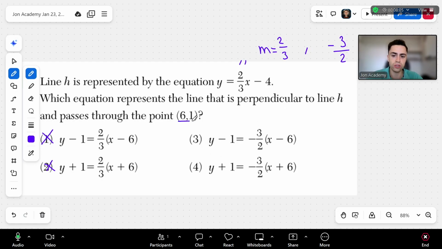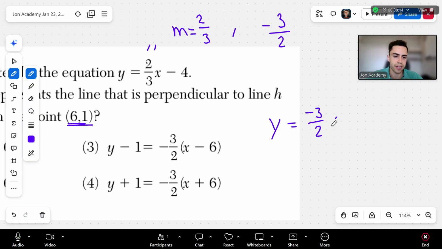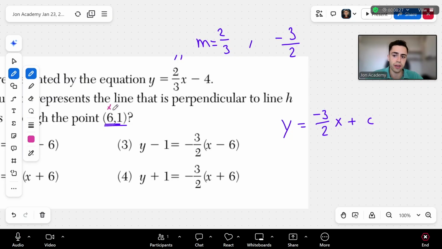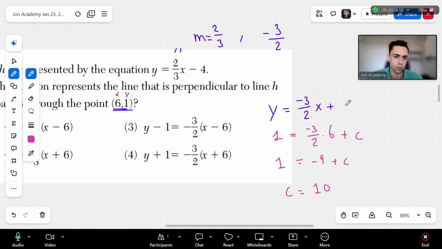So now between 3 and 4, we need to use the point, because we know that the equation of a line is y equals the slope, which is minus 3 halves x, plus the y-intercept, you can call it c, for example. And now in order to find c, we are going to use the point they gave us. So we substitute x equal to 6 and y equal to 1. So it's going to be 1 equals minus 3 halves times 6 plus c. And with this, minus 3 times 6 is minus 18, divided by 2 is minus 9, so 1 equals minus 9 plus c. Therefore, c, adding, becomes 10. So the full equation of our line is going to be this one. And now, if we check here, what can we see? We will be getting minus 3 halves.